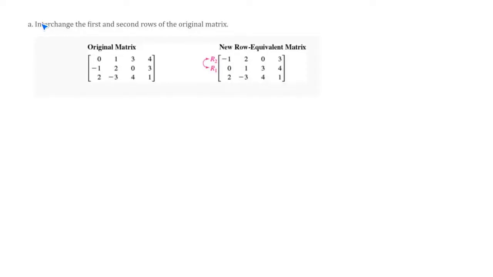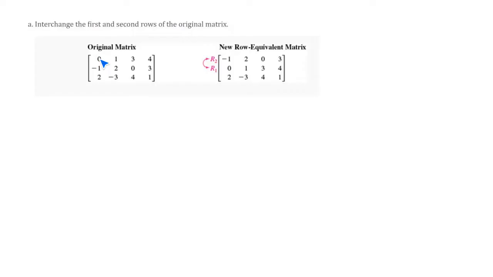Okay, so let's see what these operations look like. Interchange the first and second row of the original matrix. So this is my original matrix, and they want us to switch the first row and second row. If you notice here, my second row is now my first row, and my first row is now my second row. We just switch them. So that's how that operation works.